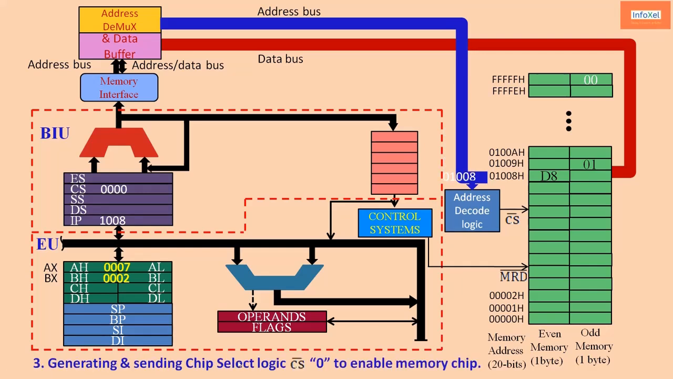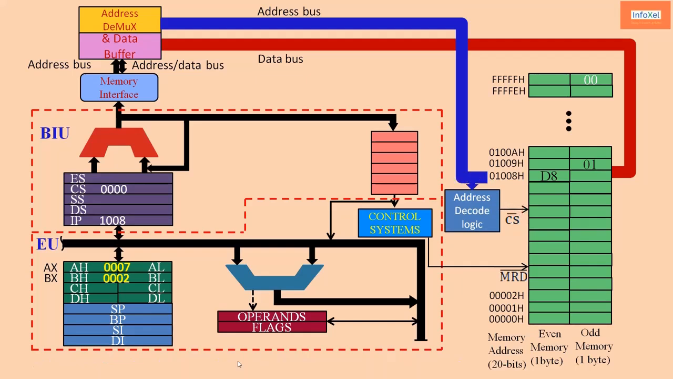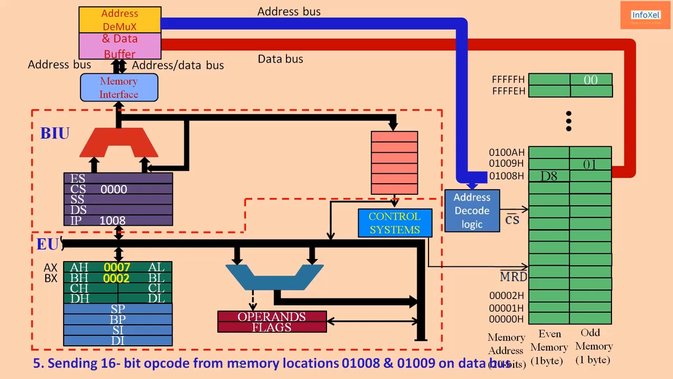Next step is generating and sending the chip select logic. 0 is generated to enable the memory, and it is sent to the memory. Next, the memory read control signal is generated and then sent to the memory. Now the opcode 01D8 is sent on the data bus, so it comes to the instruction queue.